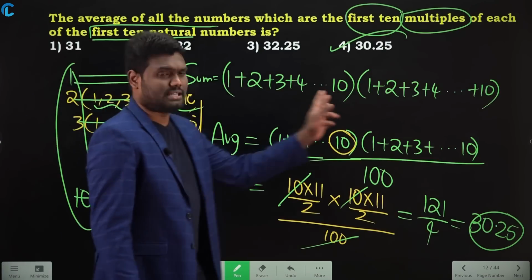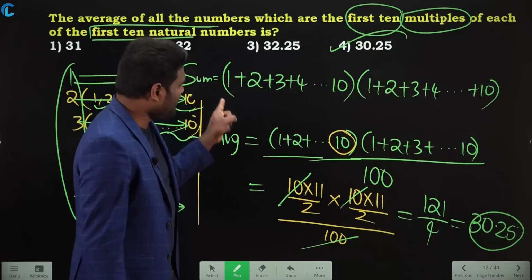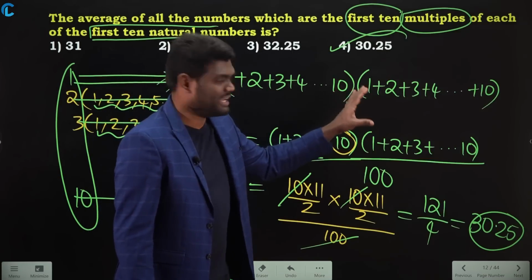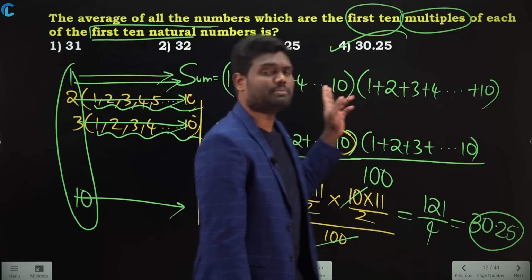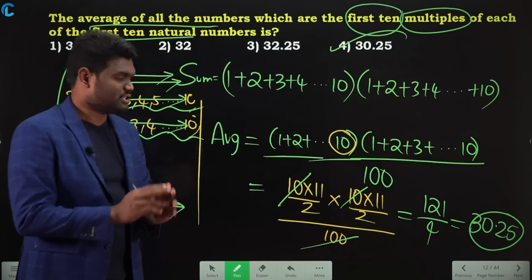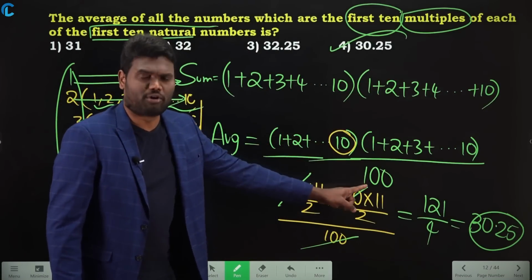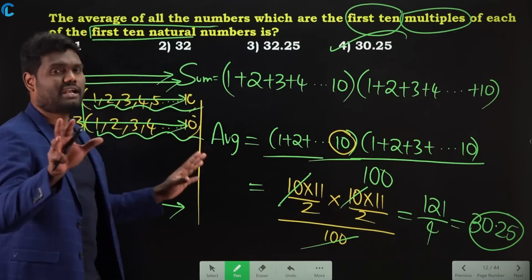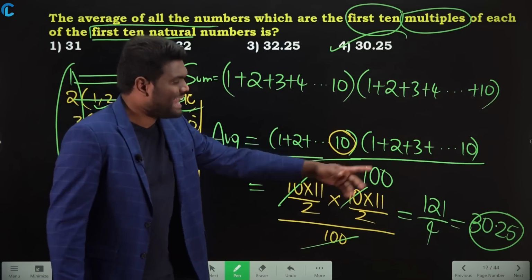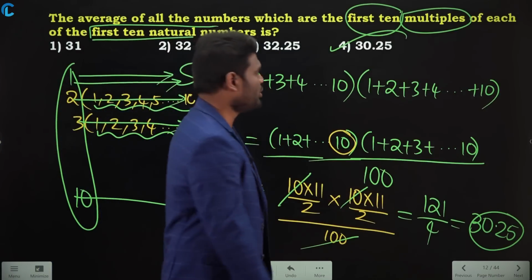When you add these numbers, the sum is going to be 10 into 1 plus 2 plus 3 plus 4 plus so on up to 10. This is nothing but the sum. But the question is average. So sum of numbers divided by number of numbers. The number of numbers is nothing but 10 into 10, 100 numbers. So divided by 100. When you calculate this, the answer is going to be 30.25.